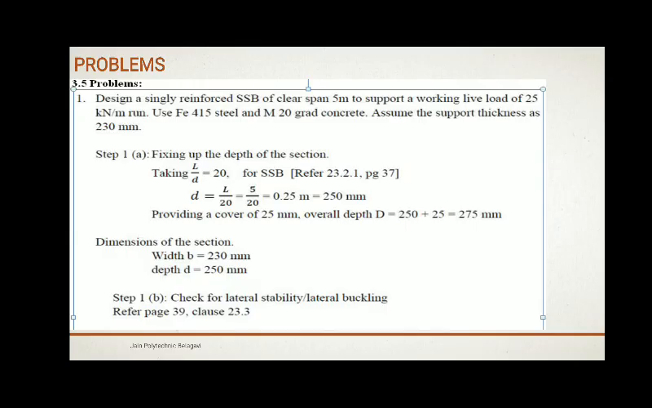Now assume the support thickness as 230 mm, means if the data is not given, we have to assume whatever the value is. So usually the normal standard wall thickness is 0.23 meters or 230 mm. So you can assume up to 300 mm also.